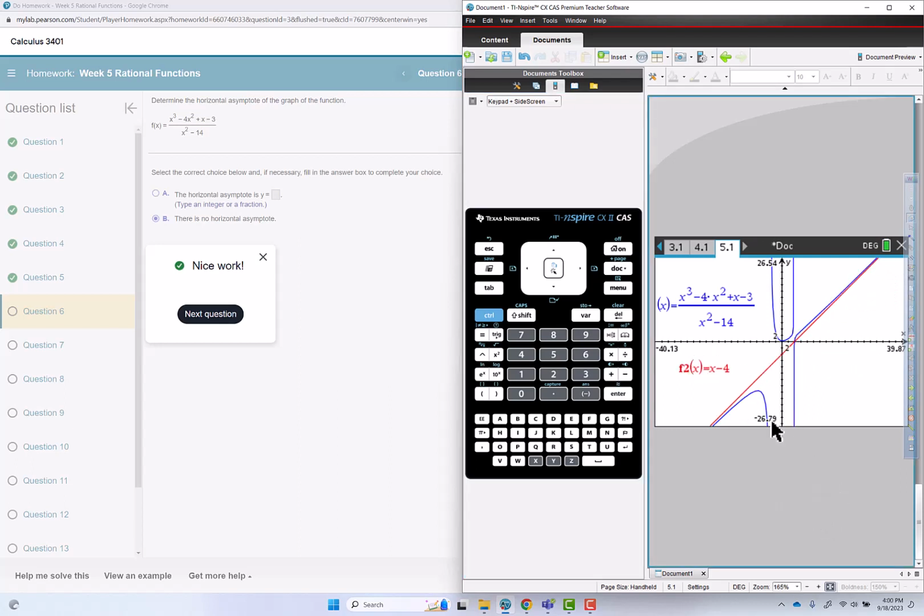And notice that here we're approaching it and getting closer and closer, but never touching. Here we actually cross the oblique asymptote, and above it we're approaching closer and closer, never quite getting there. And that concludes this video.